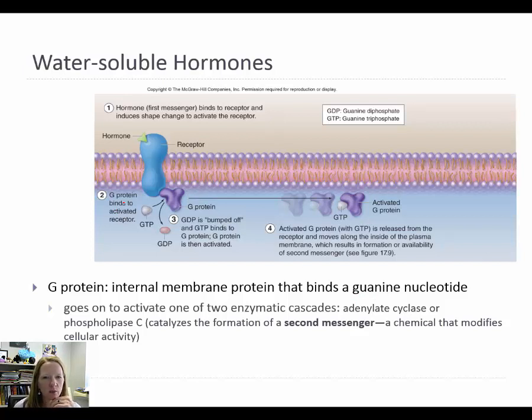So let's just take a look quickly at what happens. The G protein binds to the activated receptor right here. There it is, activating. Then GDP heads on out of that little spot, and something called GTP is going to fit into that little spot. What GTP, triphosphate, does is it activates the G protein. And what it means by activated is that it is going to move down the inside of the plasma membrane, and this is going to eventually result in the formation or availability of these second messengers that we are going to take a look at.